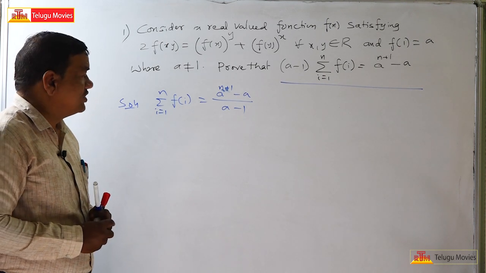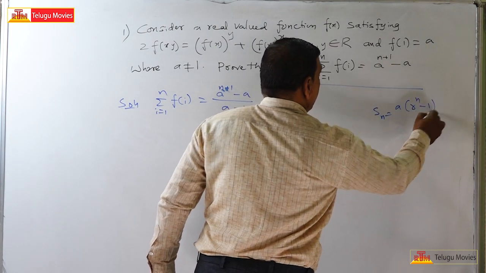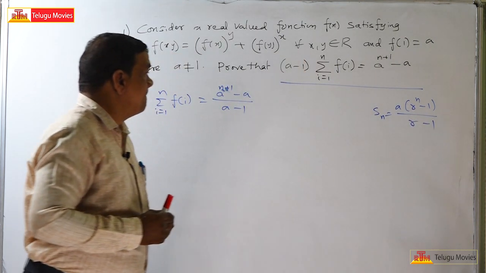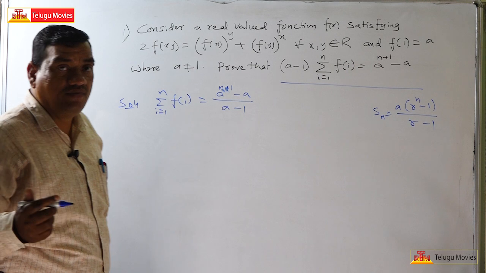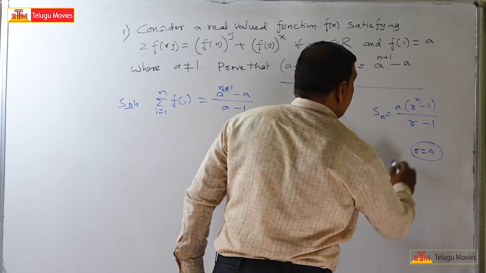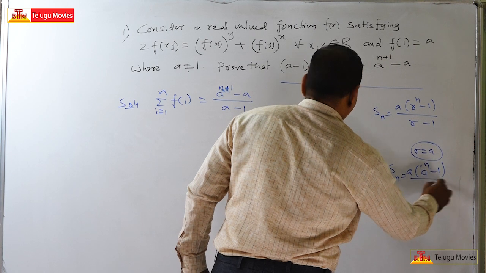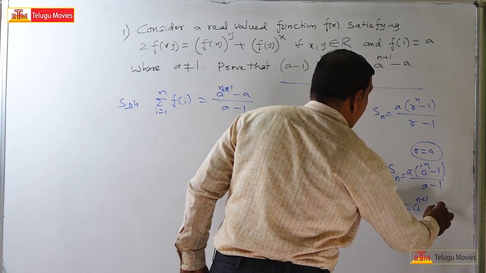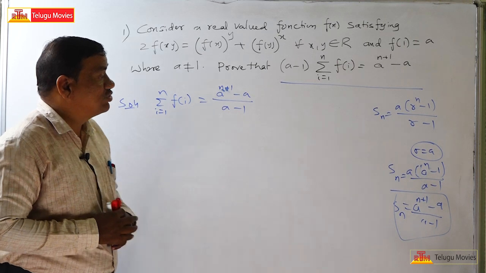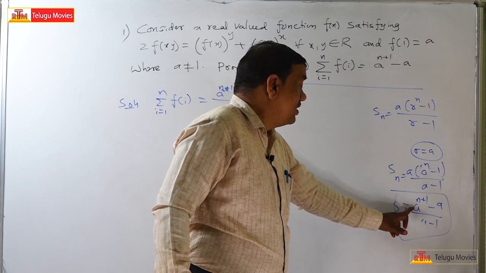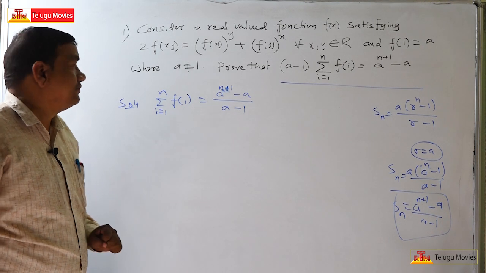Sum to n terms of a geometric progression: Sn is equal to a into r to the power of n minus 1 by r minus 1. If r is also a, then Sn is equal to a into a power n minus 1 by a minus 1, that is a power n plus 1 minus a by a minus 1. It is something like the sum to n terms of a geometric progression where the common ratio is a. This is just like a geometric progression type, you are getting an idea, right.